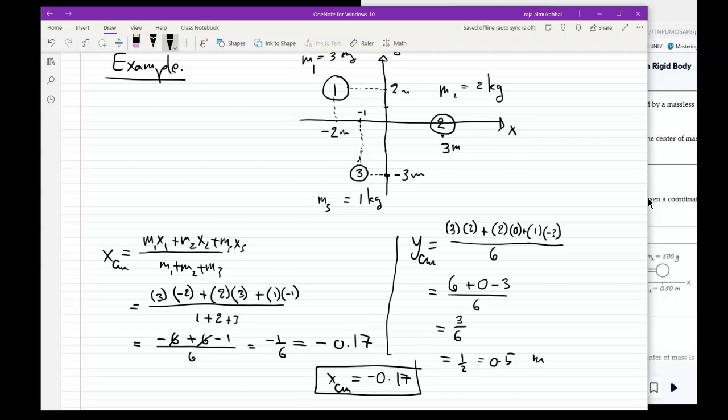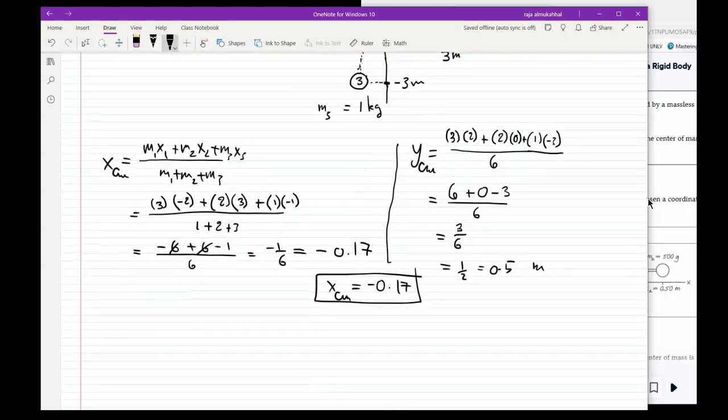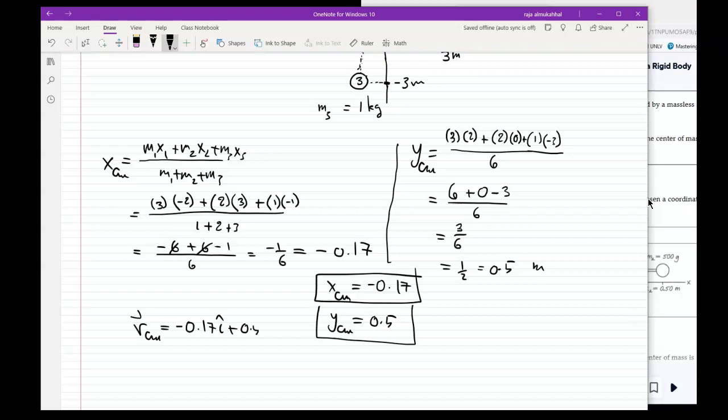Okay? So now I have y sub cm is 0.5. In other words, my center of mass position vector, if you want to call it, is going to be something like negative 0.17i plus 0.5j. I hope you know this notation. We covered it already in a previous lecture. That will be the center of mass.